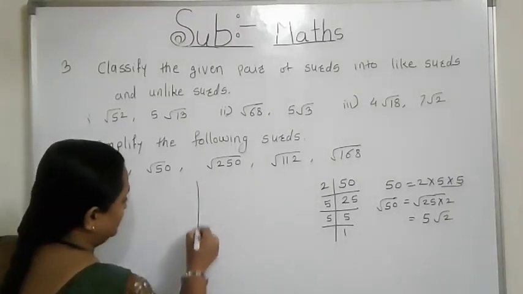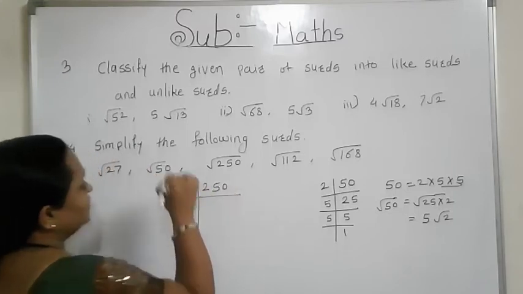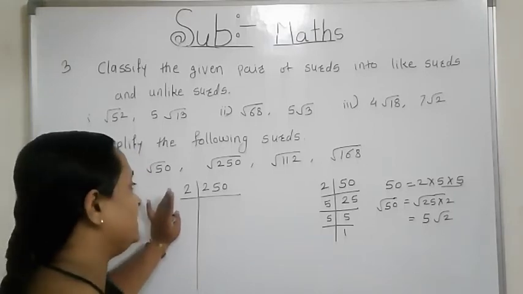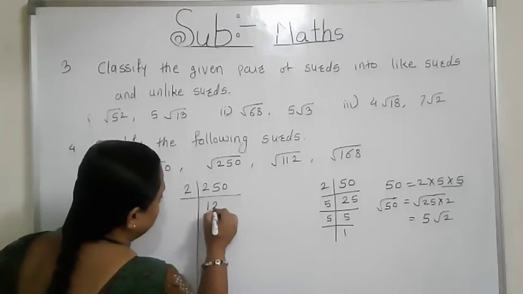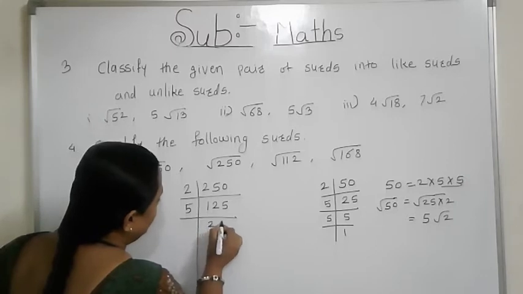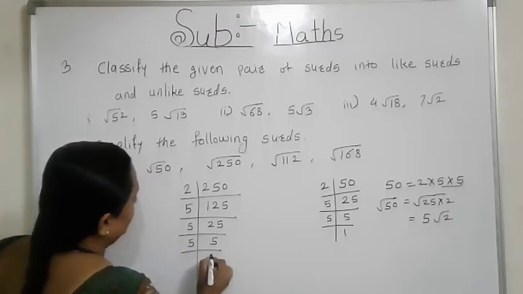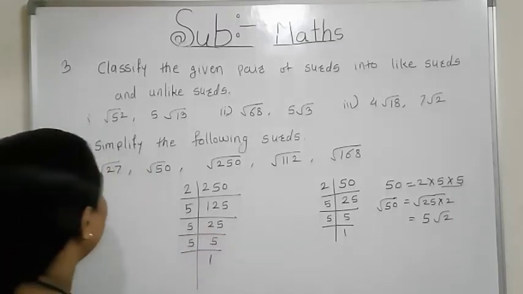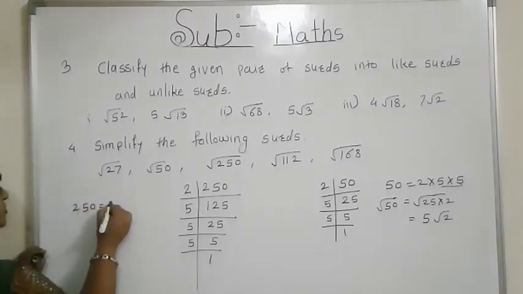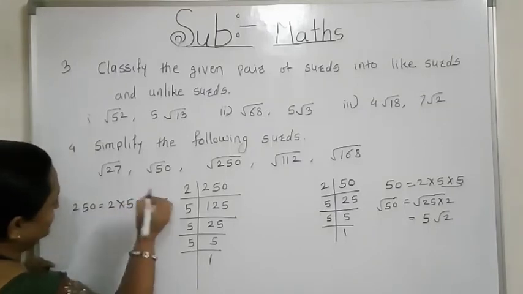Now again, we will find the factors of root 250. Again divisible by 2. For this, one condition is there: you must know the divisibility test, then you can find that. Now 250 divided by 2 is 125. 125 is divisible by 5, giving 25. Again 5, here 5, and then you will get 1. Now see, how can you write that? 250 is equal to 2 into 5 into 5 into 5.